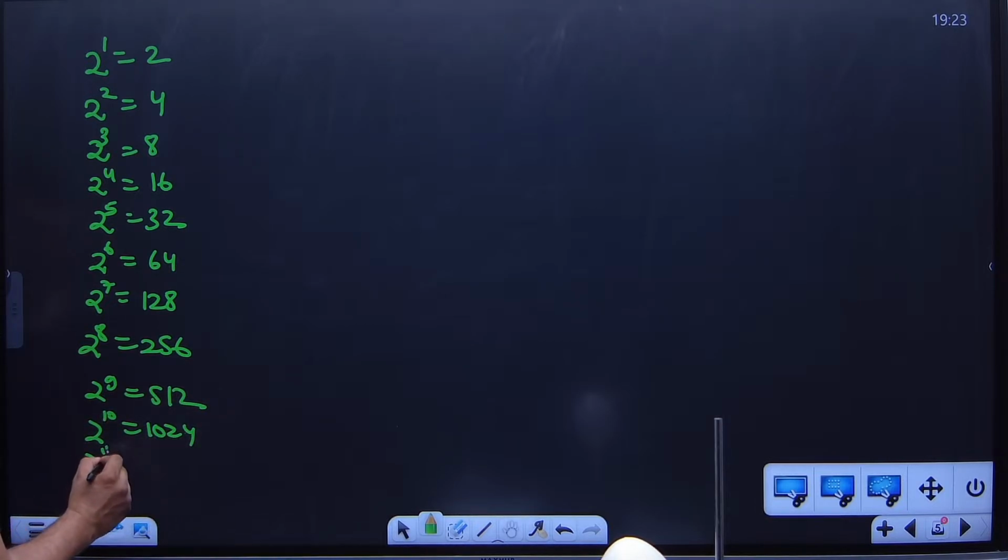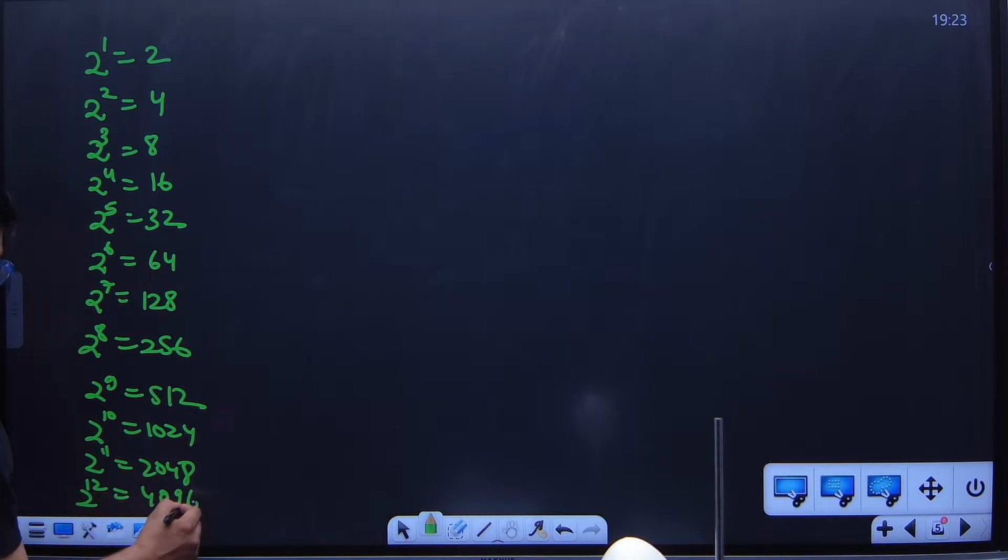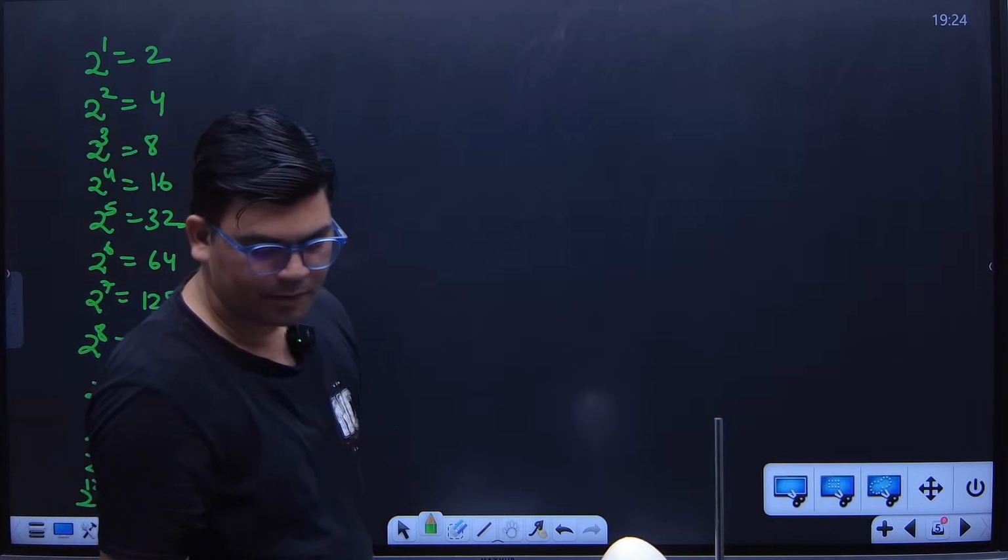2 raised to the power 11 is 2048. 2 raised to the power 12 is 4096. These are the values that you must write and you must remember.